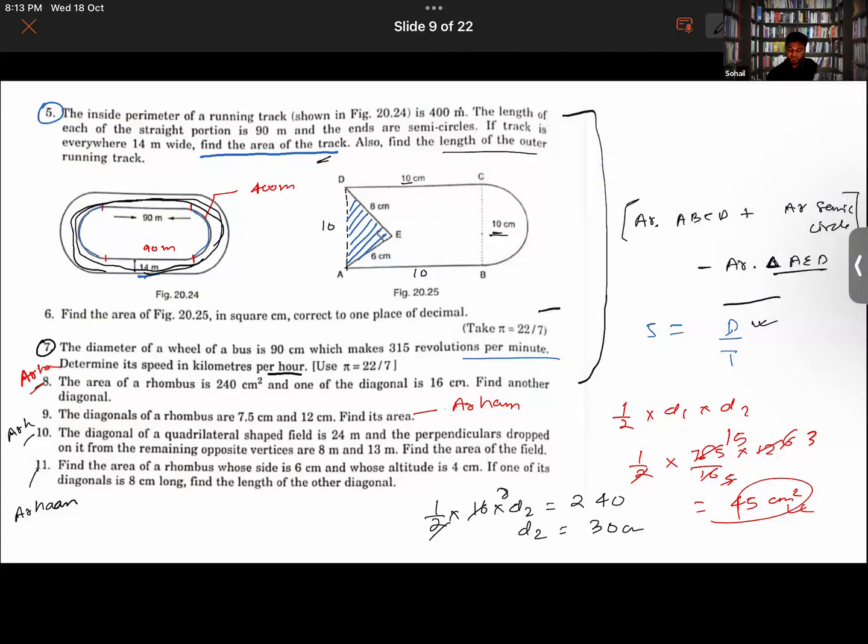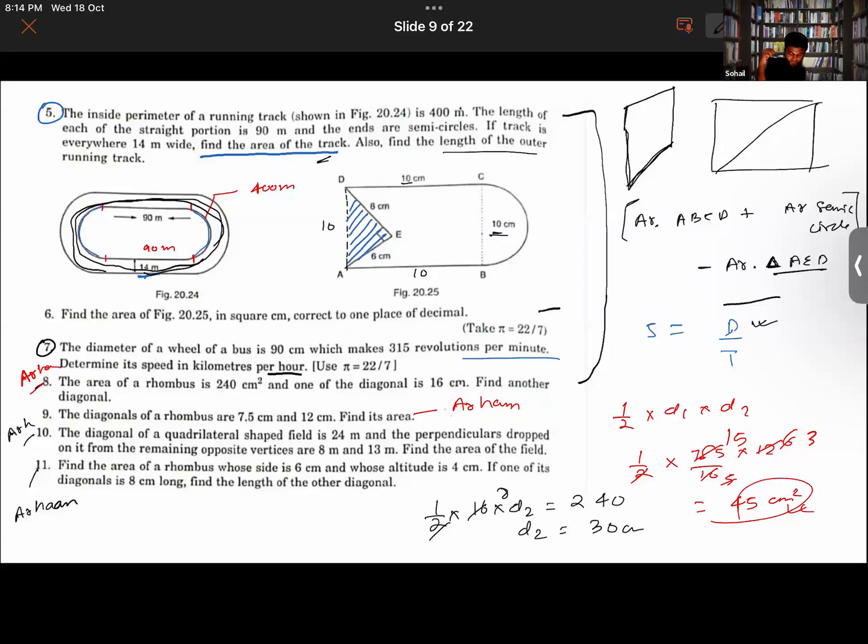You need to construct it into two triangles. You need to divide the figure into two triangles because a quadrilateral could have any shape, like this, like this. So for a quadrilateral, you will have to divide it into two triangles. In fact, in question 10, it has been mentioned that perpendiculars are dropped on the diagonal. By that hint you can understand what it basically means.